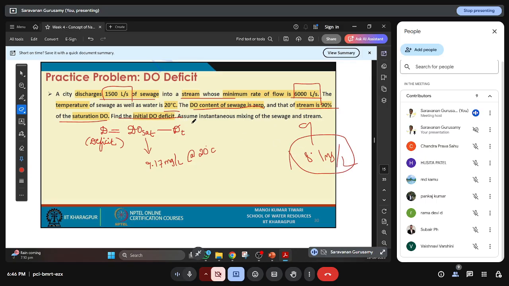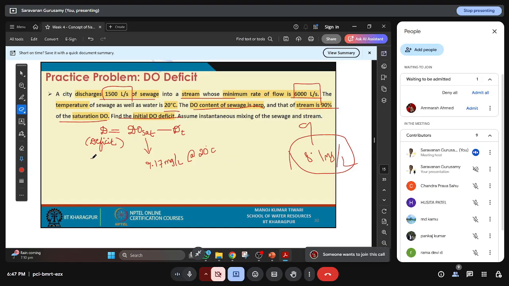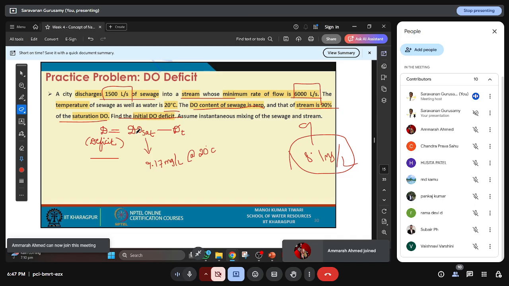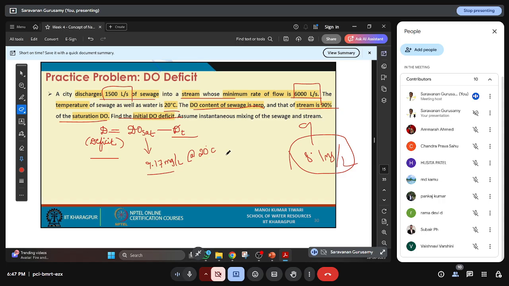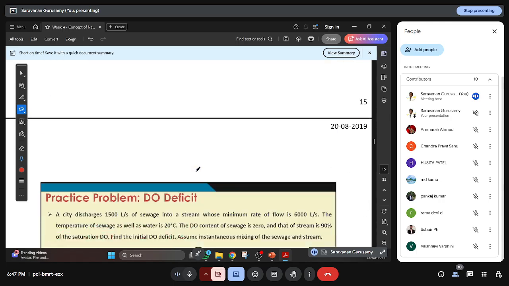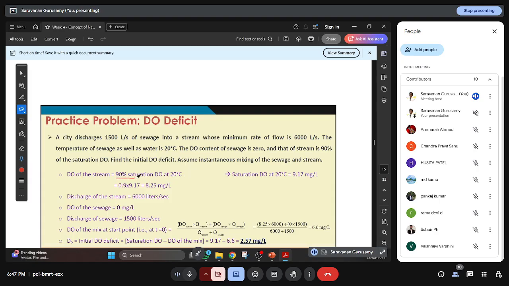Then find the initial DO deficit. What is the DO deficit? How much the DO is reduced is the DO deficit. How to find the deficit? DO saturated minus DO at any time t. So DO saturated is 9.1 milligram per liter at 20 degrees Celsius. 90% of saturated DO, 90% of 9.1 will be 8.25 milligram per liter.